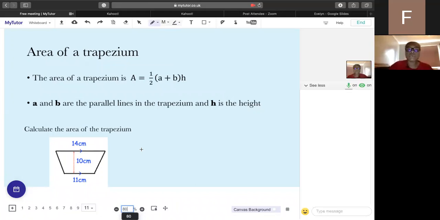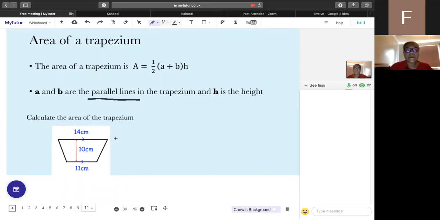Now A and B, always remember that they are the parallel lines in a trapezium. They're not the slanted ones, they're not the ones which are touching together, they're always the ones which never touch, the parallel lines. And your H is the height of the trapezium. That's the distance between those two lines that you're calculating. So if we look at this example, calculate the area of the trapezium. We've got our two parallel lines. In your exam and in questions, they do tell you which ones are the parallel lines with these little arrows. As long as your lines have those arrows on them, it tells you that's your A and your B. It doesn't matter which one you choose to be A and B.